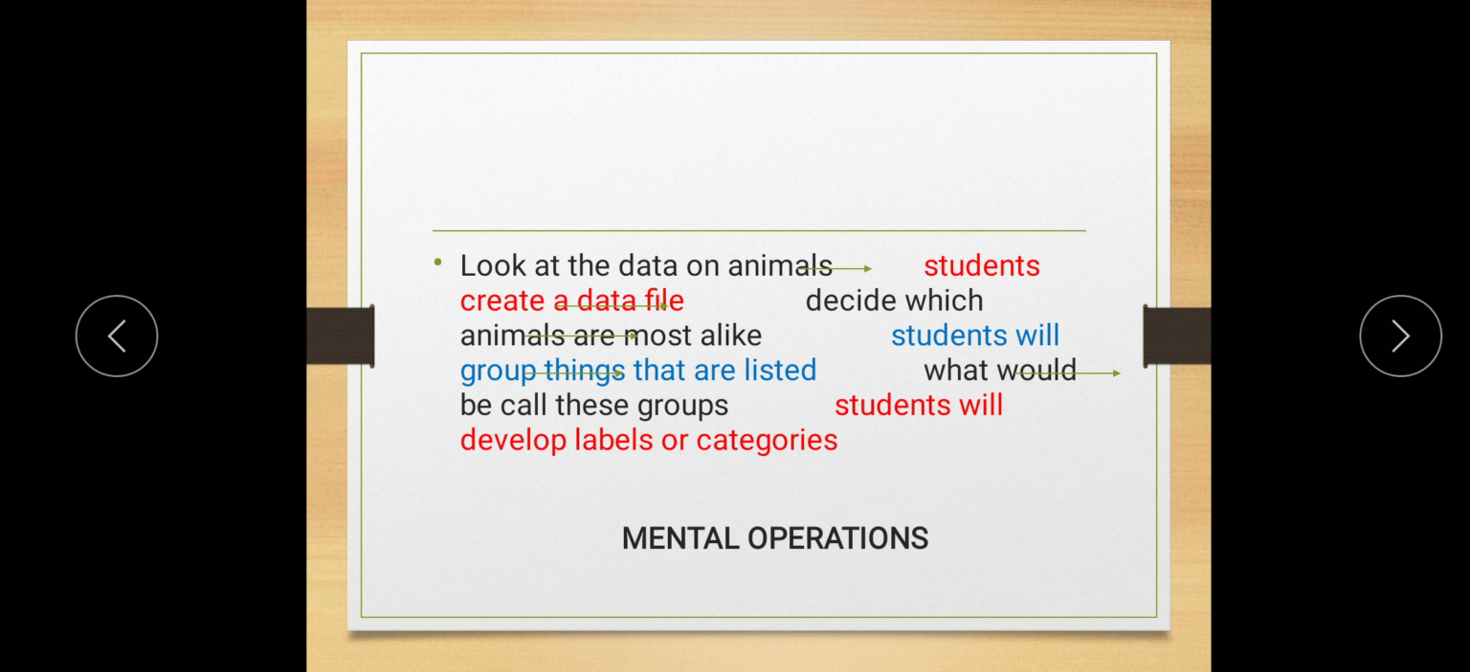Now let us just read this, okay? Do not get confused looking at this slide. Now let us simply read it. Look at the data on animals. Students create a data file. The next is decide which animals are most alike. Then students will group things that are listed. Now what would we call these groups? And students will develop labels or categories. Okay, and there is one term that is given there, that is mental operations. So whatever the students were doing, or whatever we were doing indirectly while reading this particular content, are nothing but mental operations. So mental operations are nothing but the thought processes that are going on in our mind.